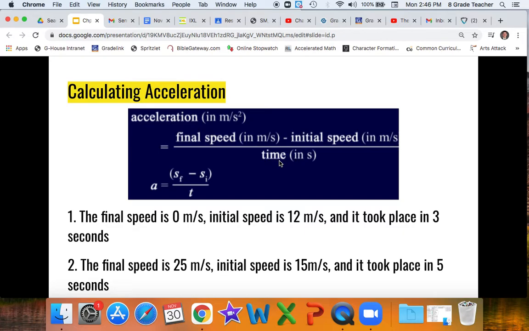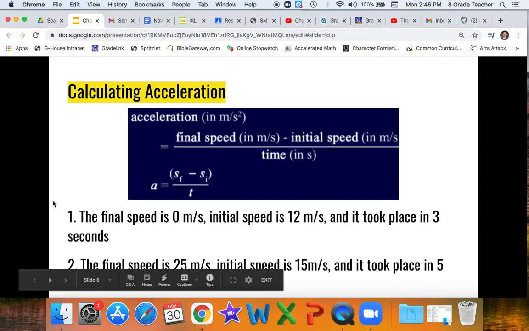So you take the final speed, subtract the initial speed, which would be 12 minus 6, which equals 6, and then divide that by 3 to get a total answer of 2 meters per second squared. So it is speeding up at 2 meters per second. Every second it's going 2 meters per second faster. Okay? 2 other examples are listed here on the page.